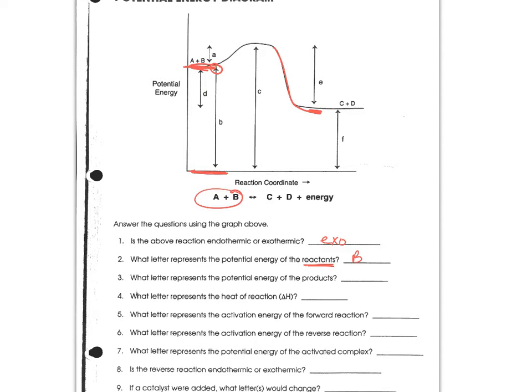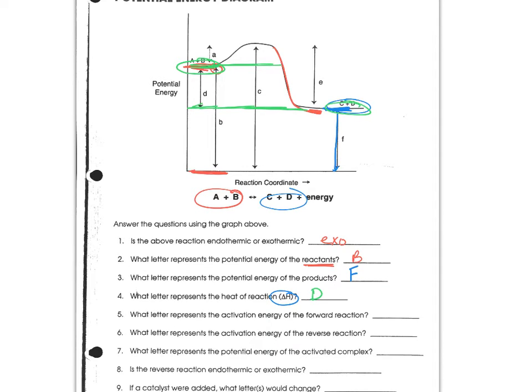The amount of energy the products have: our products are C and D. How much energy do C and D have? This much energy. What's the letter that measures that much energy? F. What letter represents the heat of reaction, or the change from start to finish? The change from start to finish is the difference between the energy that A and B have and the energy that C and D have. So this region here. The arrow that represents that region is D.